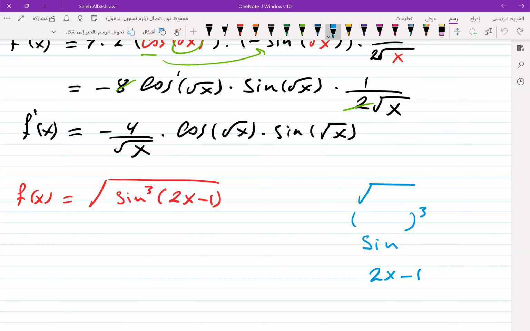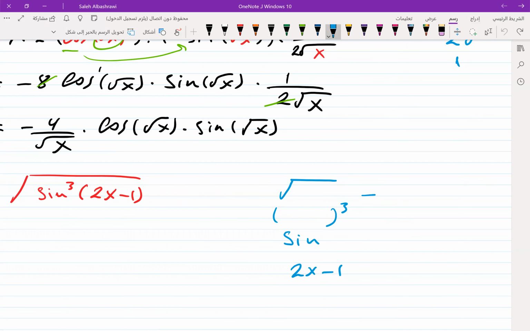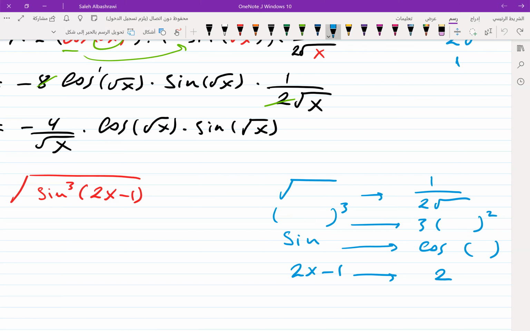So I have four functions, which means I must have four derivatives. The first one, square root, will give me 1 over 2 square root. The power is 3 multiplied by 2 power 2. Sine will give me cosine. And 2x minus 1, when we differentiate, I will get 2. So the general form of the derivative will be a product of these four derivatives.